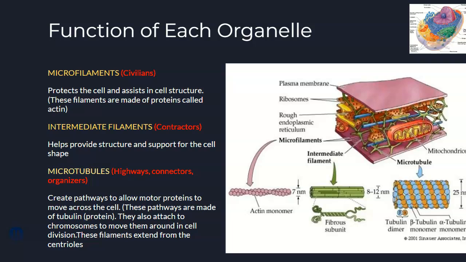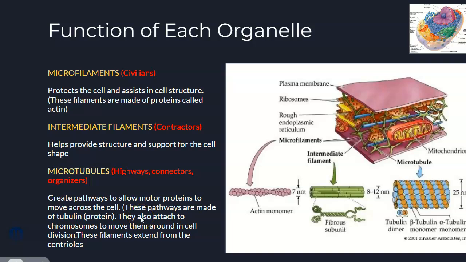And then we have intermediate filaments. So these filaments help with structure and support and shape, and also elasticity of the cell, because these cells, they're not hard and rigid like that plant cell is. But this cell is able to fluctuate and move, but also have stability and structure.